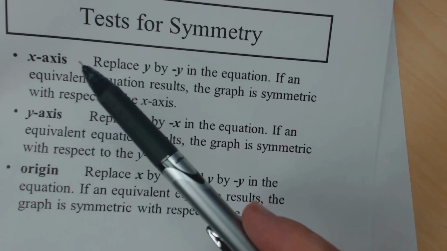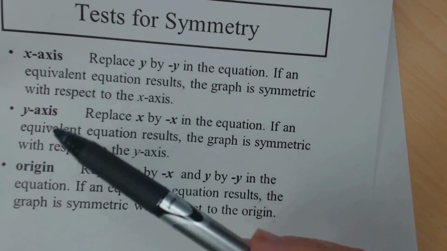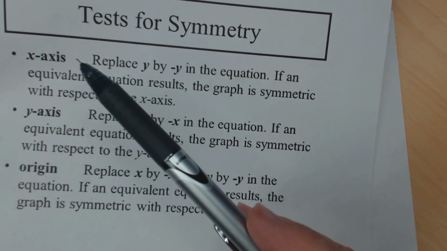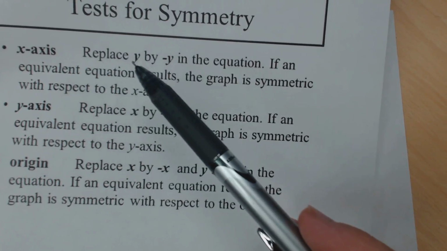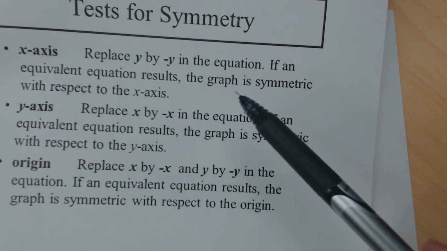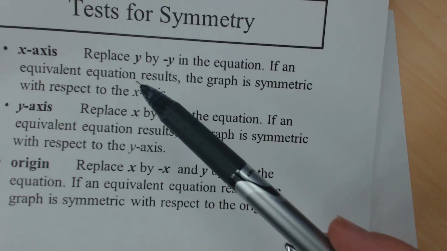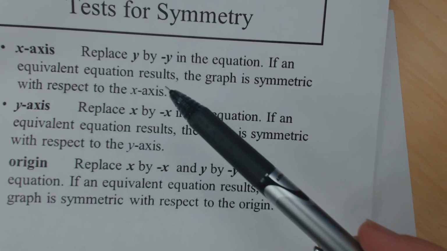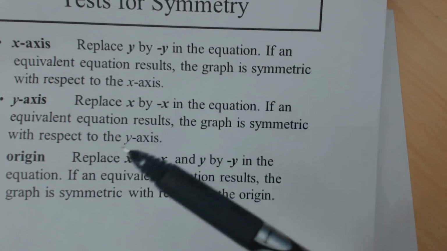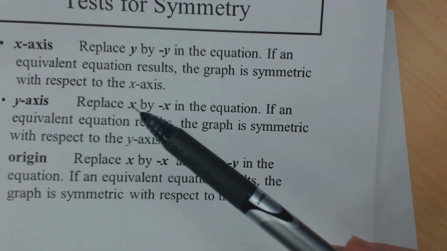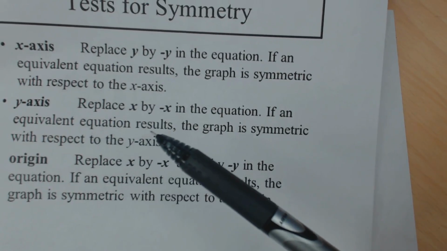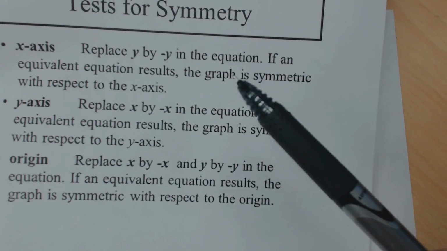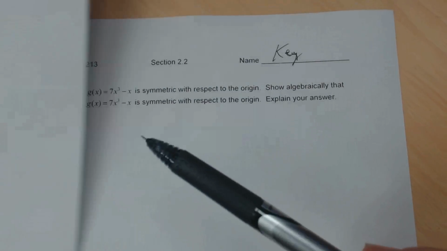And then also these are the tests for x-axis and y-axis. So to test for x-axis symmetry, you replace y with negative y. And if it is symmetric with respect to the x-axis, what you end up with will be the same as the original. For y-axis, replace x with negative x. What you end up with should be the same as the original. Okay? All right, so let's do this one.